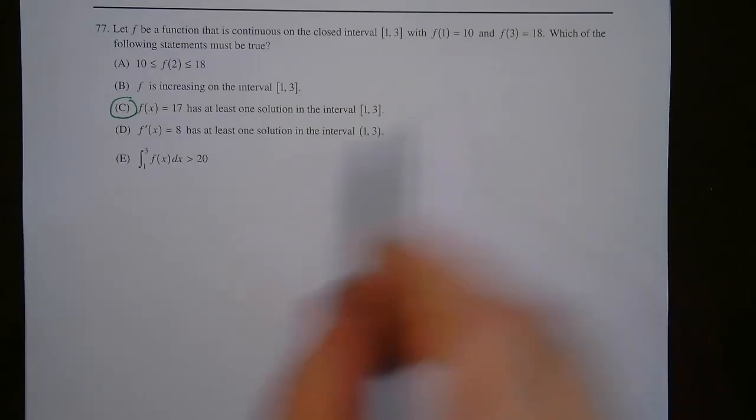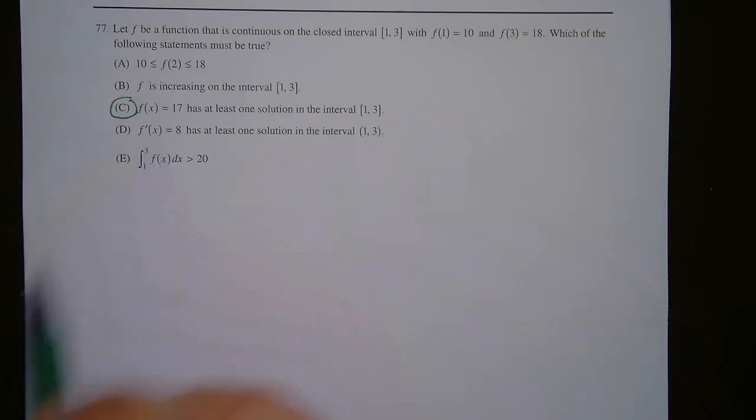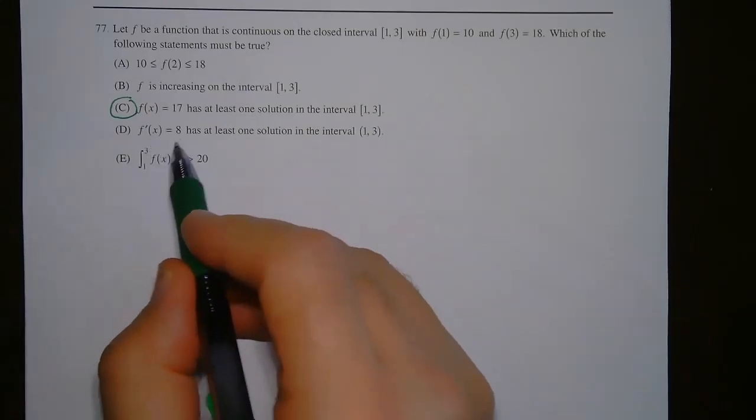This would be f prime of 4. So if this had f prime of 4, you'd have to pick this one too, okay? All right, so it's not this one because it says it's 8. It would have to be 4.